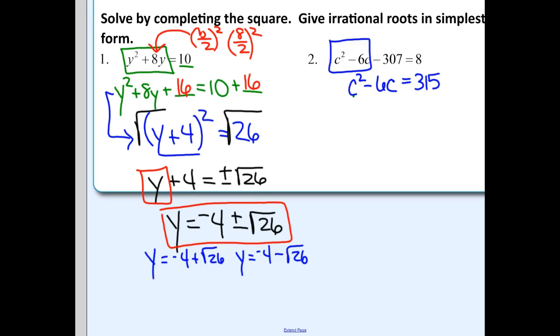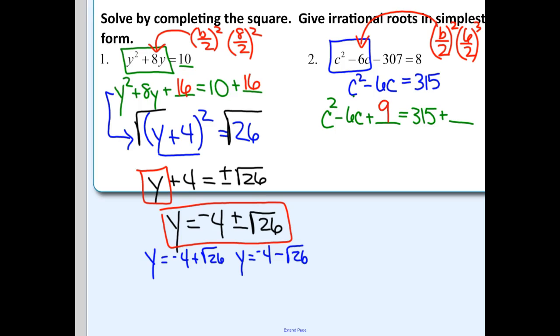Okay, so now we've got to complete the square. We've got to find the constant term. And again, what I add to one side, I add to the other. So let's figure out, what would c be? Well, once again, it's b over 2 squared. This time b is 6. So we've got 6 over 2 squared. And 6 over 2 is 3. 3 squared is 9. So we're going to plug in a 9 there. What I add to one side, I add to the other.